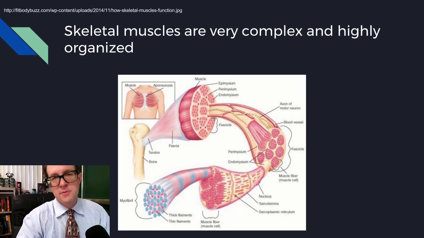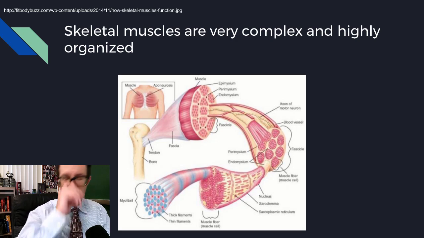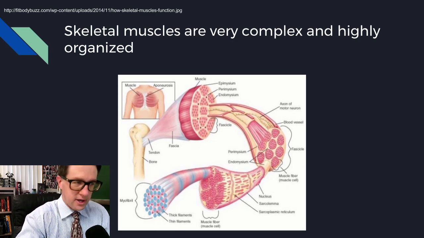The opposite end of that spectrum would be skeletal muscle, and it turns out to be really, really complicated and very, very organized. Skeletal muscle, unlike smooth muscle, is always found attached to a skeleton, but it also turns out to be under, for the most part, our conscious control. It's a voluntary muscle. We choose to contract them or not contract them.